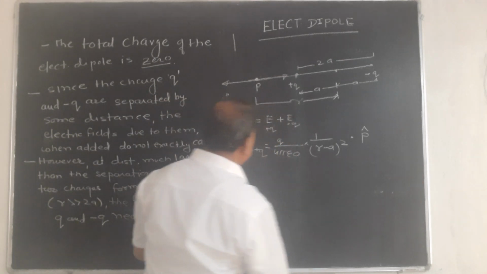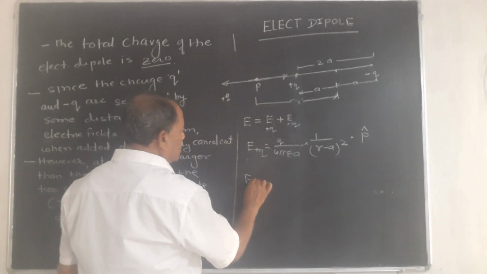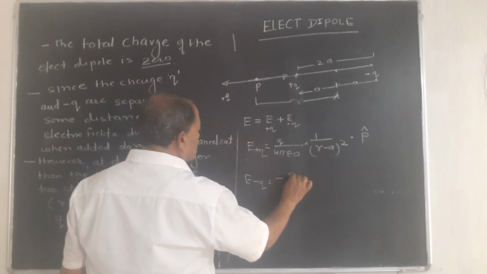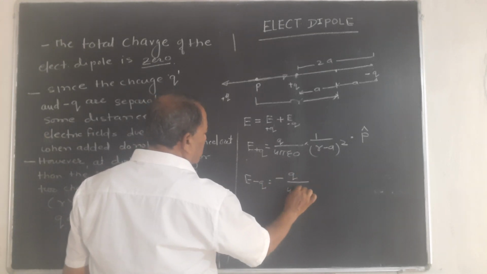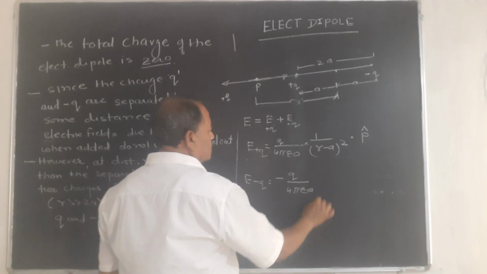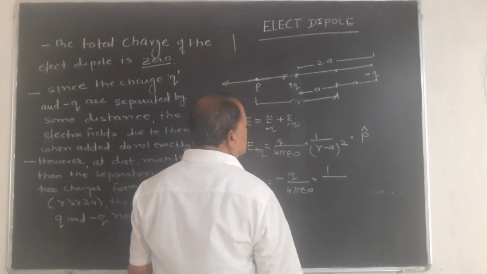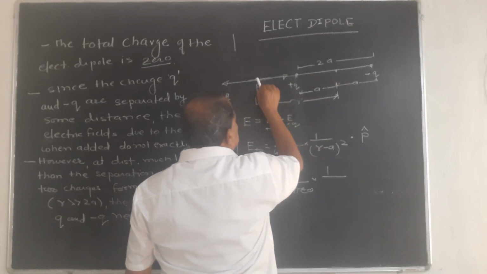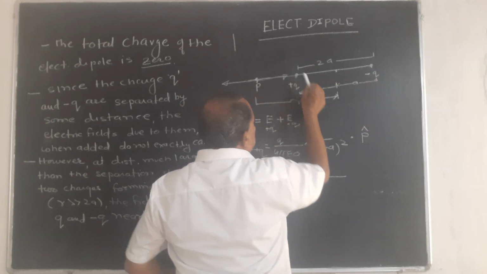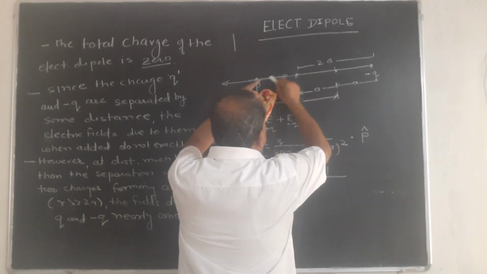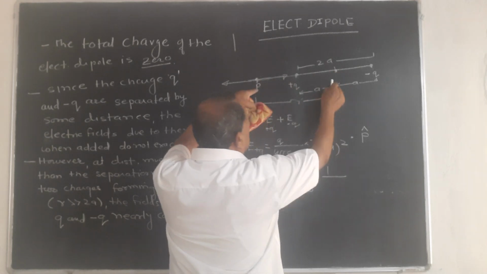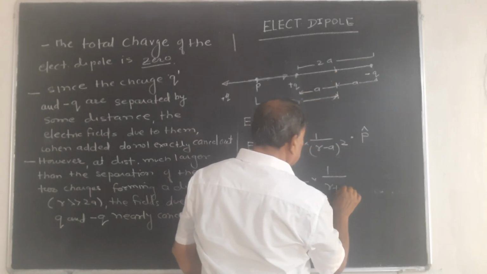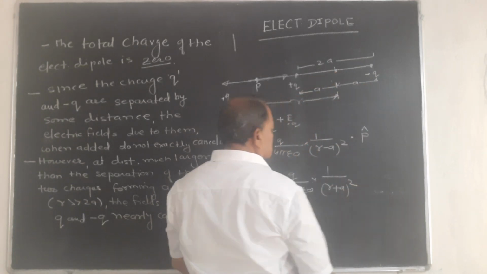Second, the electric field due to minus q: minus q upon 4 pi epsilon naught. Now the distance from this charge to this point: up to the center is r, and then a more. So the total distance is (r plus a) squared.